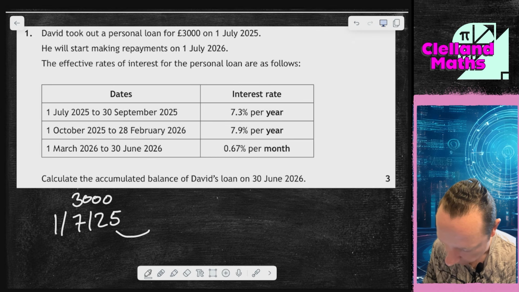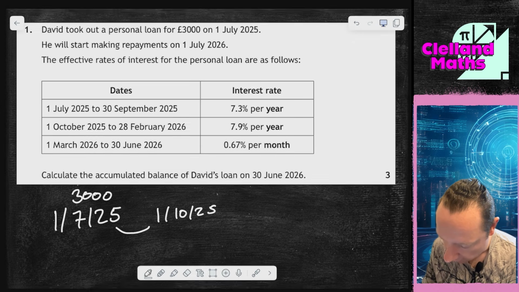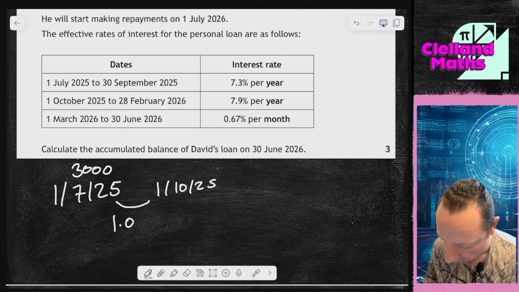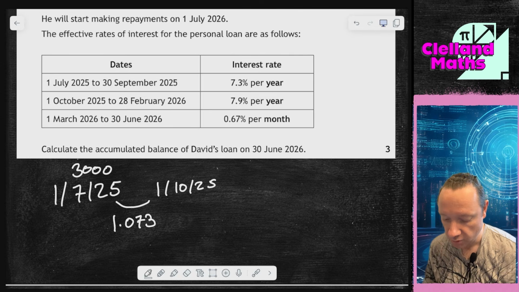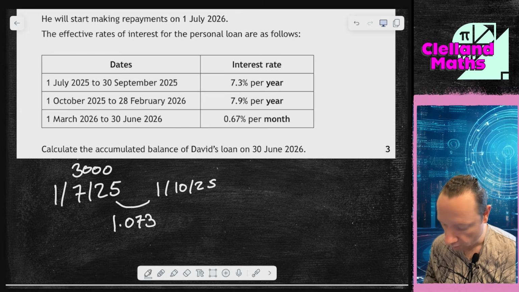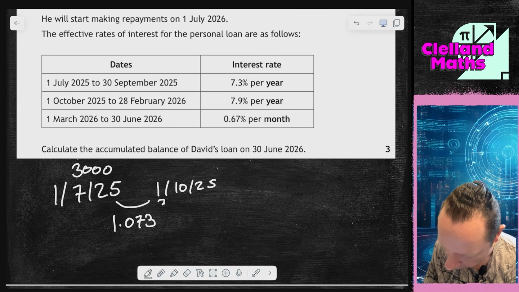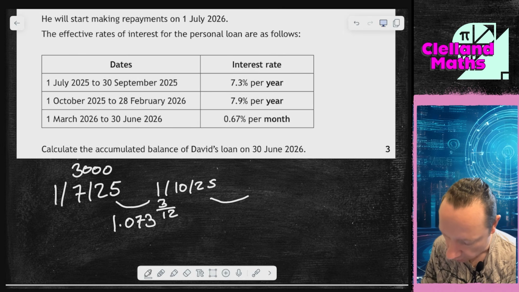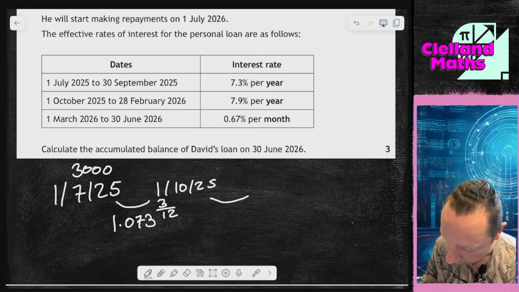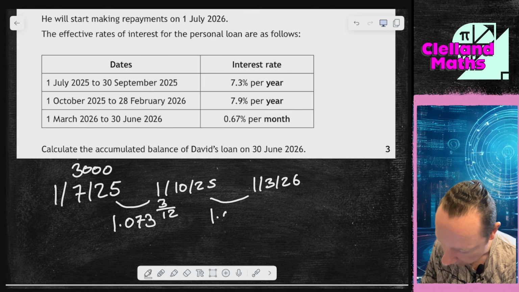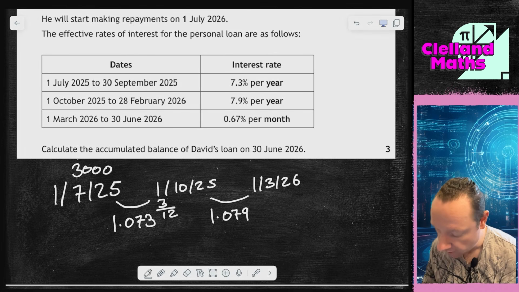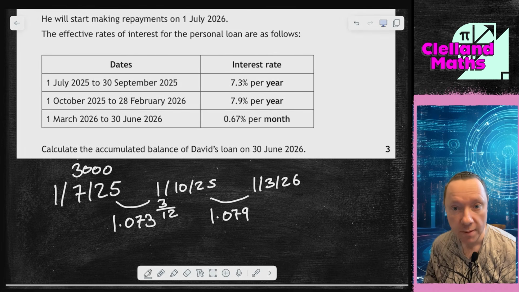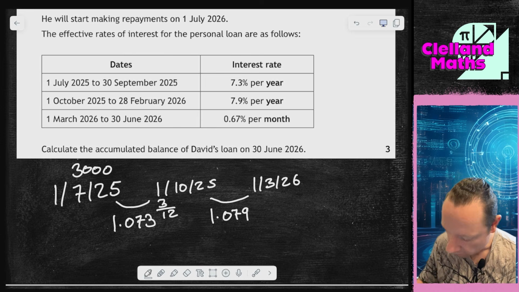So I need to go to the 1st of October. And the effective rate is 7.3%. So that's 1.073. And then I need to count the number of months. So it's all of July, all of August, all of September is 3 months. So that's 3 out of 12. I never bother simplifying that. So now we go to the next time something changes. 1st of October to 28th of February, which is the same as the 1st of March 26. That's 1.079. And the number of months there, October, November, December, January, February, but not March because it's the start of counting from, 5 out of 12.